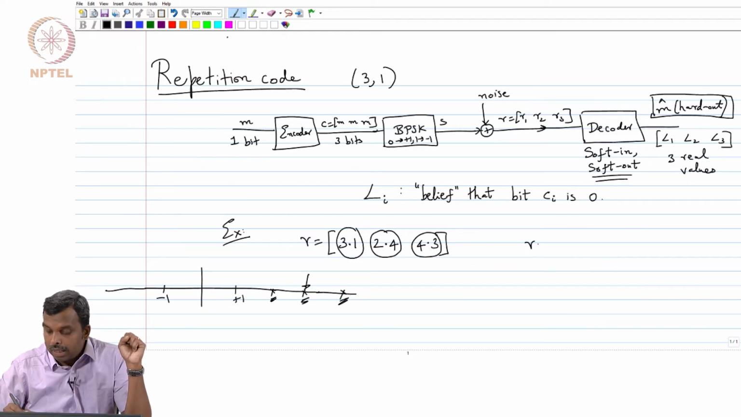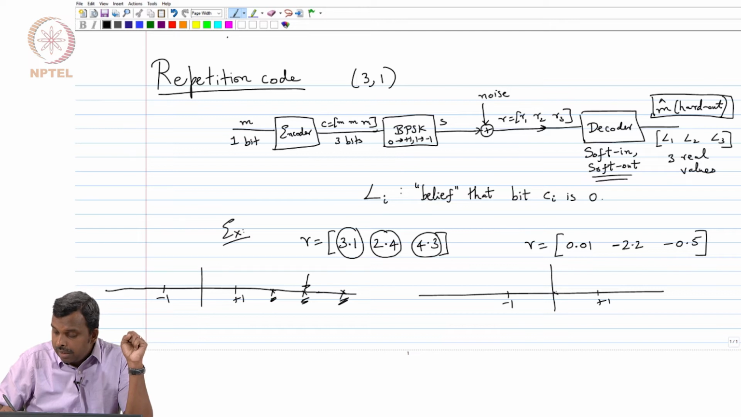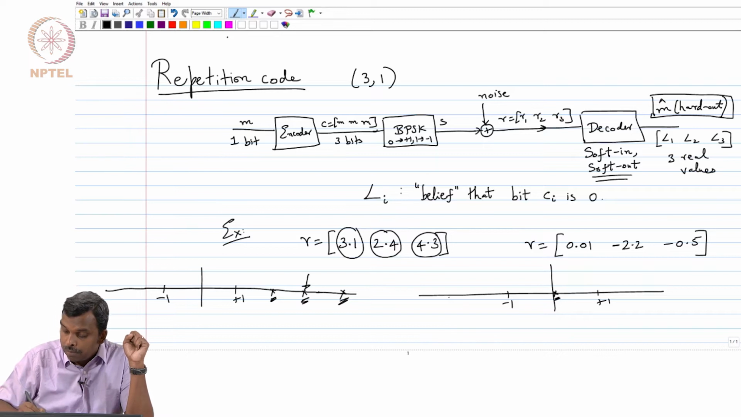On the other hand, let's look at another possibility here. Maybe R is 0.01, -2.2, and then maybe -0.5. This is another case, and let me draw that same line once again, and you'll see what's going on here is slightly different. So you have +1, -1. You got something really, really close to 0, this is 0.01, then you got something far away, and then something intermediate.